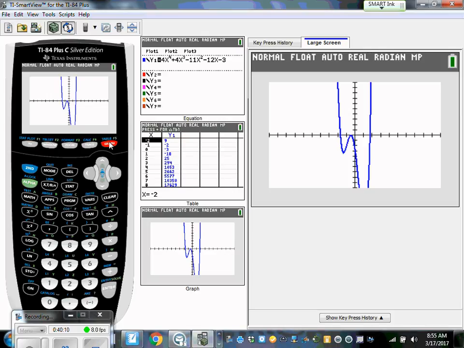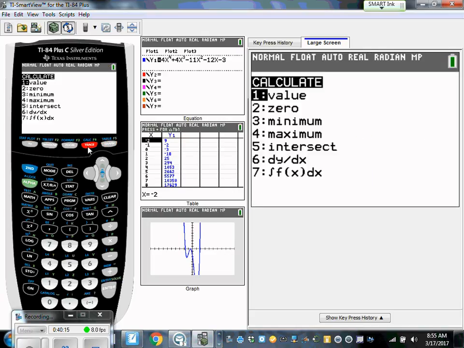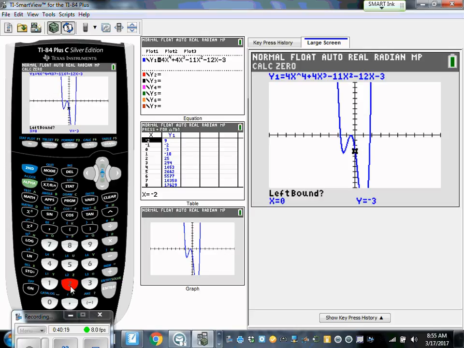So what buttons do I push to get to all of that? Good. Second, trace. Which option? Option 2. And it's going to say left bound. If we're trying to find that first one, hit your left arrow or wherever your cursor is. Yours might be somewhere else.